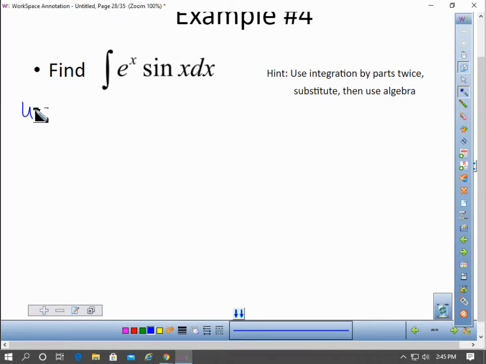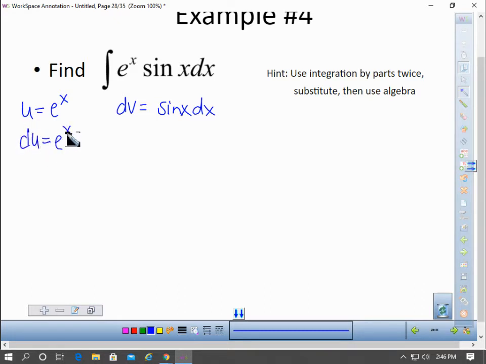So our u is going to be in our dv. So I think it's pretty easy which one to pick. So e to the x is going to be our u. Sine x dx is going to be our dv. So here we take our derivative. So the derivative is e to the x. Over here we integrate. So v is equal to negative cosine.